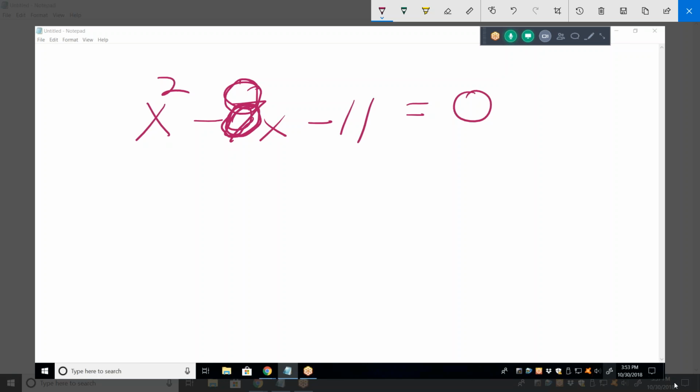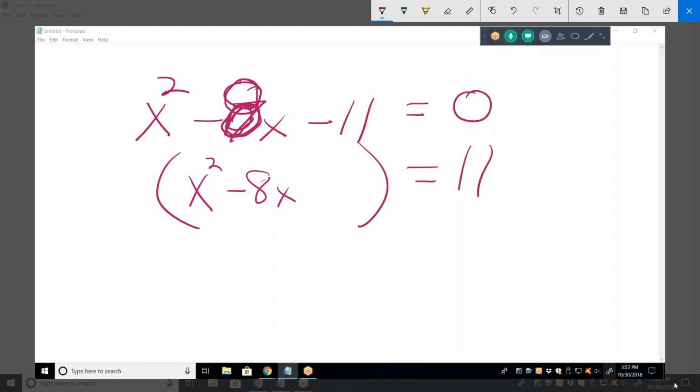Well, wouldn't we have to add 11 to the other side? Let's get that number on the other side. Yeah. So x squared minus 8x equals 11. And always leave room here. Always leave room. So dividing that tells your brain what you're going to do. In other words, I'm preparing to complete the square.